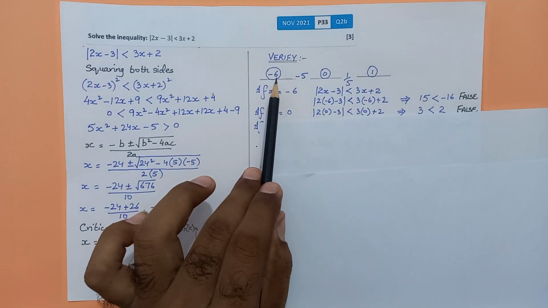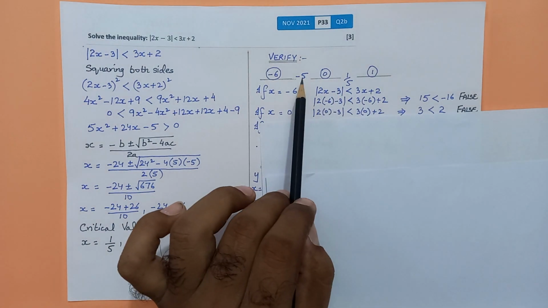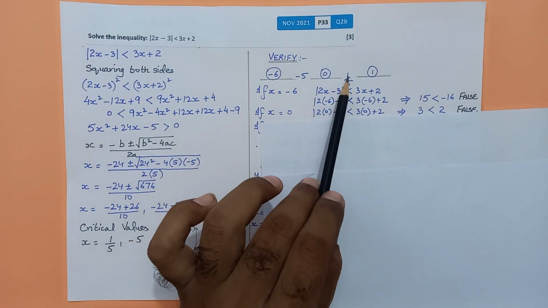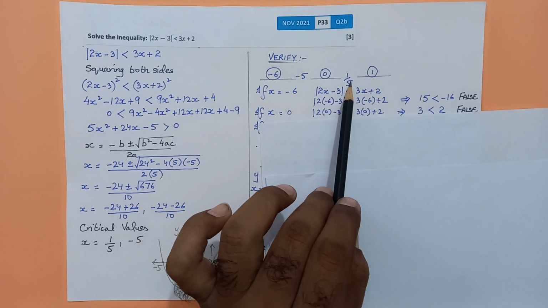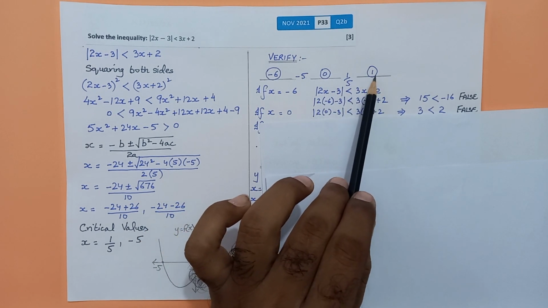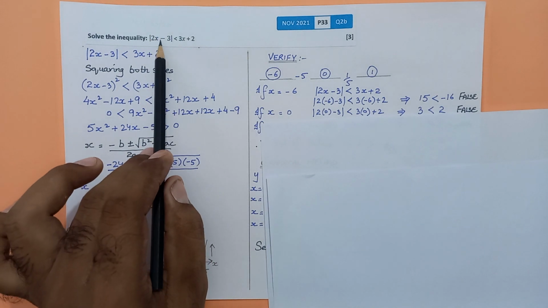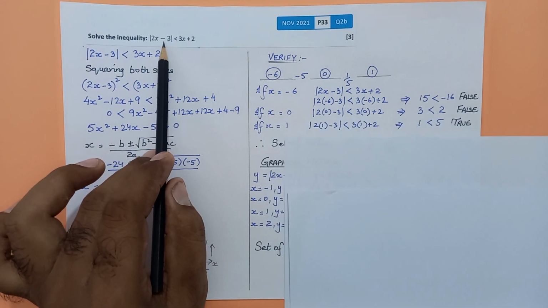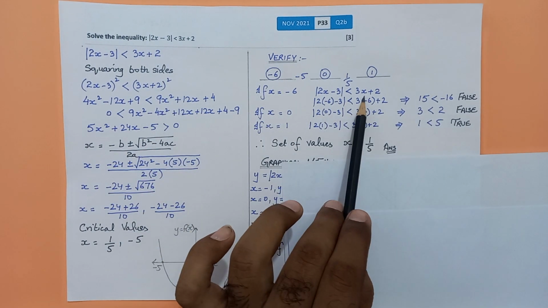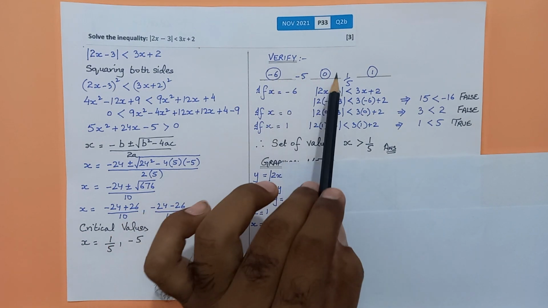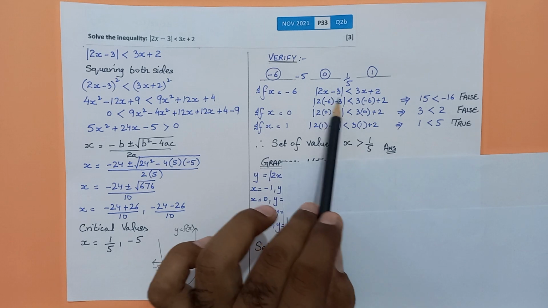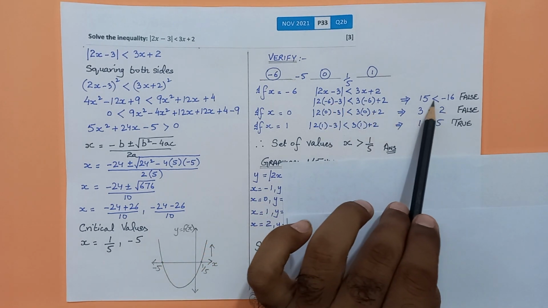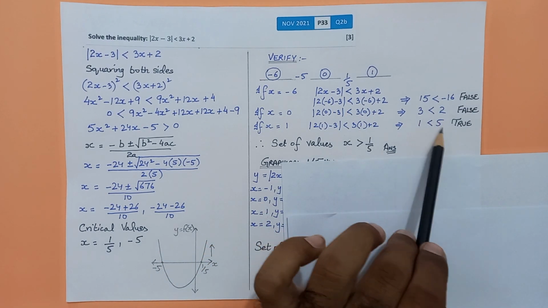as I have taken negative 6. We will take any value between minus 5 and 1 upon 5, as we have taken 0, and any value greater than 1 upon 5, like I have taken 1. Just write the given question, and use these values -6, 0 and 1, place them in the given inequality and see what the answers would come.